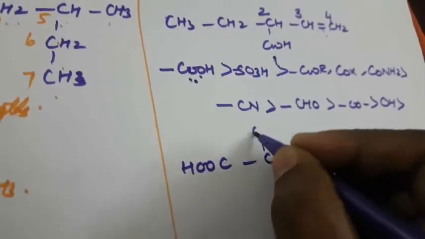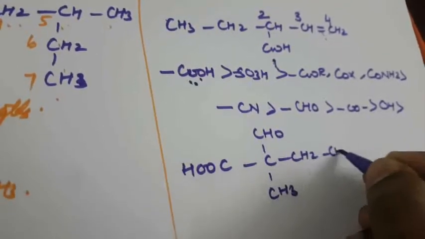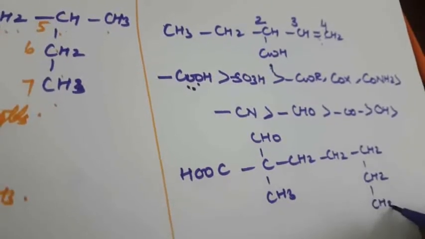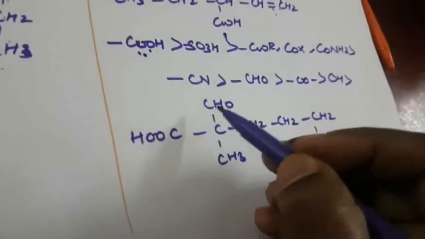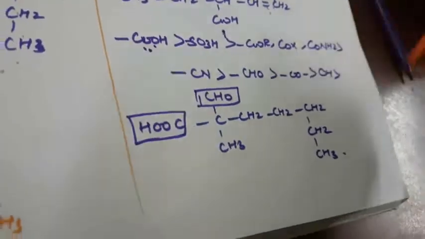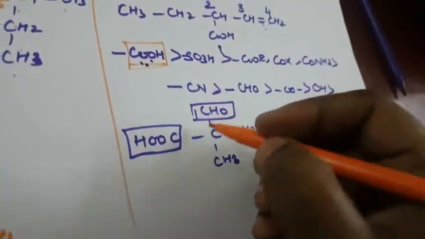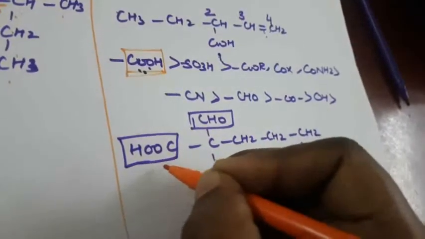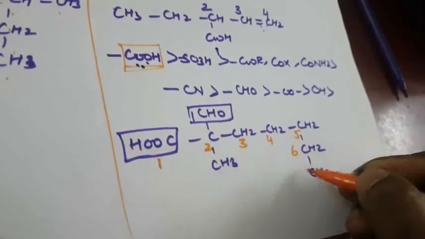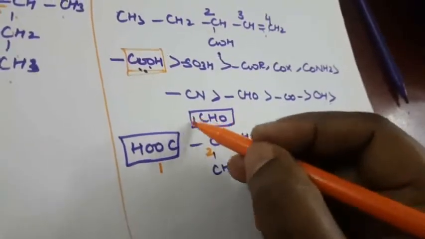HOOC, CCHO, then CH3, here CH2, CH2, CH2, then CH2, CH3. Okay, so which side do you give the priority? Here one functional group is there, and here another functional group is there. So that is the thing I am writing here. The first priority is for the COOH, then only the CHO. First you give the priority, meaning you give the numbers 1, 2, 3, 4, 5, 6, 7. Okay, so this is the 7 carbon chain. So this is coming under the substitutional group.